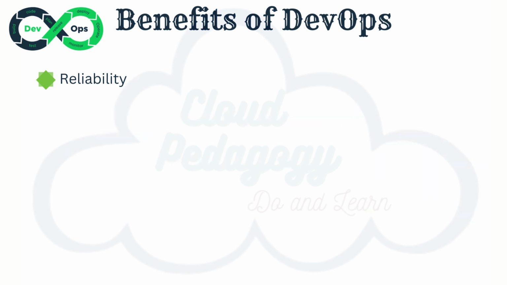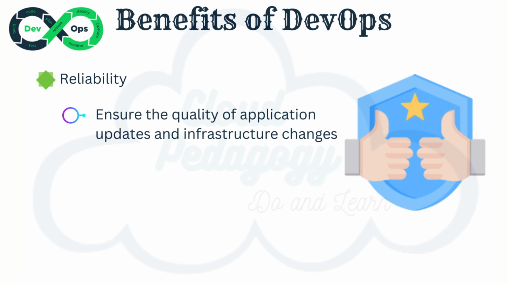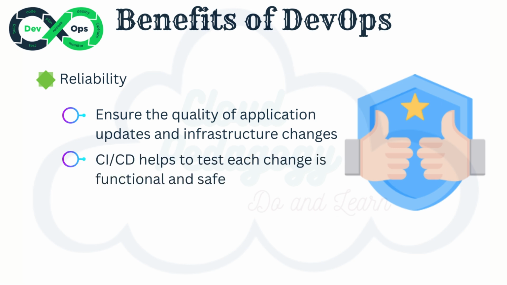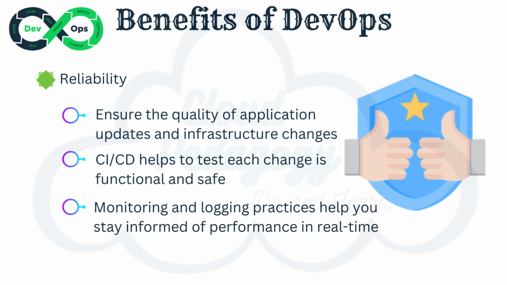Next, reliability. Ensure the quality of application updates and infrastructure changes so you can reliably deliver at a more rapid pace while maintaining a positive experience for end users. Use practices like continuous integration and continuous delivery to test that each change is functional and safe. Monitoring and logging practices help you stay informed of performance in real time.